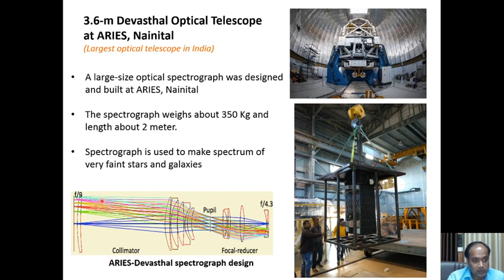Of course, what I showed on the previous slide is a very simplistic diagram, but in reality the optics produces many distortions and aberrations, so we need to correct them through multi-element optics. That's why a realistic spectrograph is much more complex than simply a lens and a collimator, which you might have seen in your labs. A spectrograph is basically used here to make a spectrum of very faint stars and galaxies.